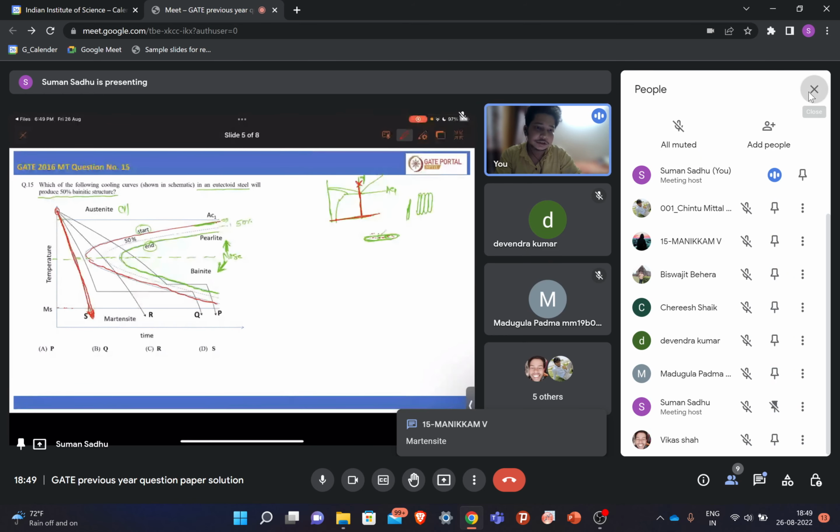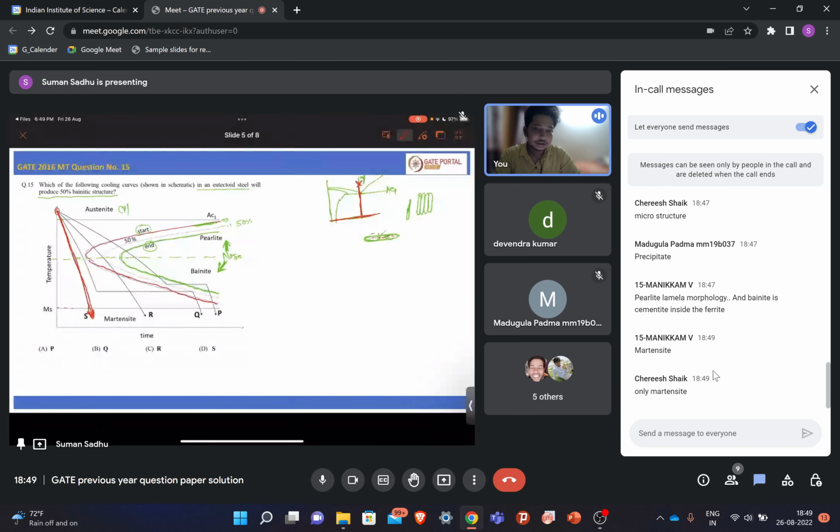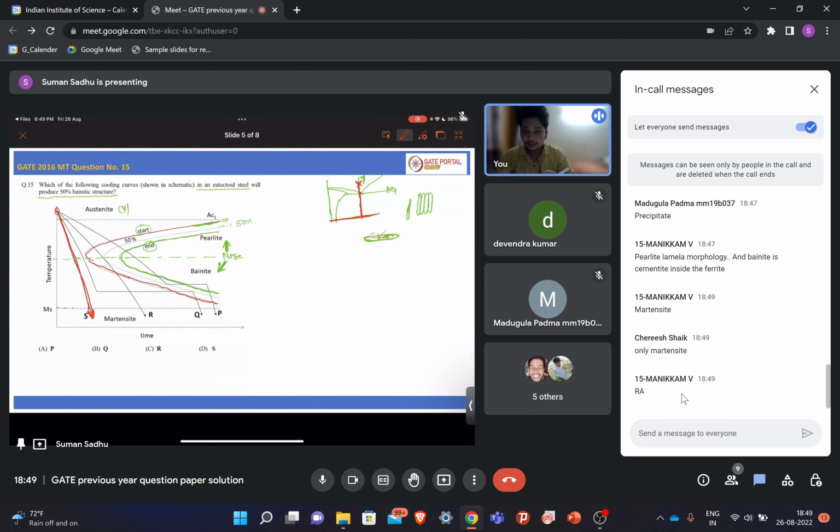Yes, martensite, right? Yes, but you cannot tell it will be only martensite, because you don't know that it will transform to 100% martensite or not. There might be some amount of retained austenite also, right? So this will give you martensite plus retained austenite. Okay, so that percentage of retained austenite varies with different factors, like the composition you are having and all.